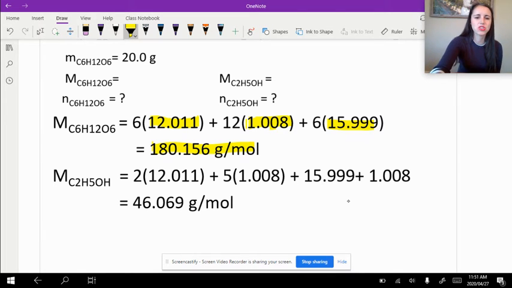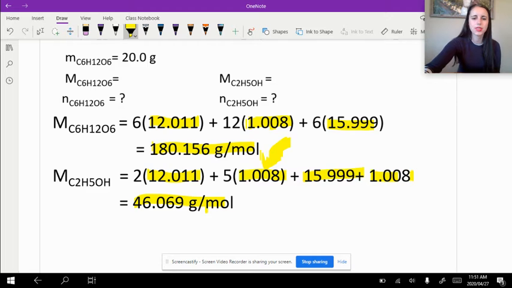Well, in here, I'm also going to calculate ethanol. So in ethanol, I have 2 carbons. This is your molar mass for carbon. I have 5 hydrogens. So this is your molar mass for hydrogen. I have 1 oxygen, and I have 1 more hydrogen at the end. So if you chose to include hydrogen over here and multiply by 6, that's also okay. You're going to end up with the same number, and the number that you're going to end up with is 46.069 grams per mole. All right, now I've calculated my molar masses. So I'm ready for my first step.